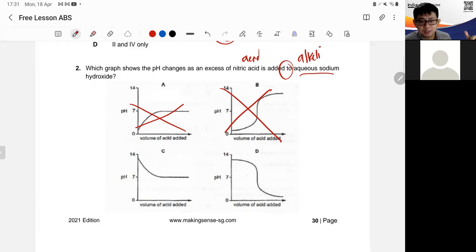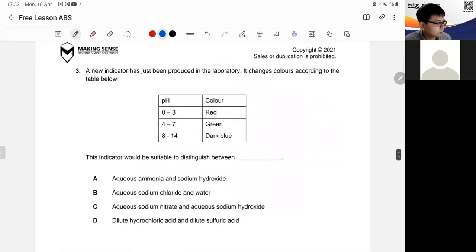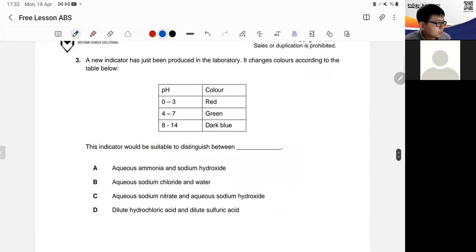But if I add excess, it's just like a normal titration curve. As I add acid, there'll be one little drop that I add that causes the entire thing to neutralize. And if I add even more excess nitric acid, it will cause this to go all the way to acidic. The answer is D. Question 3.